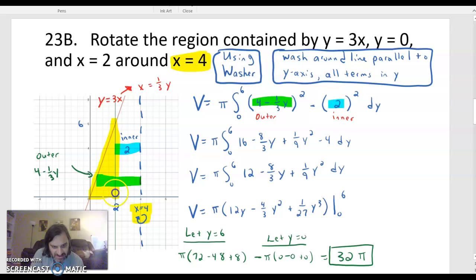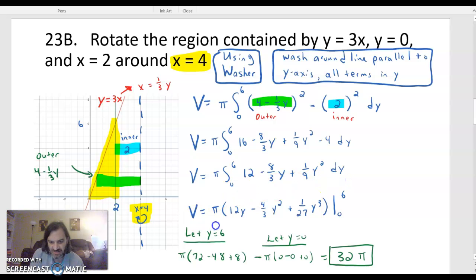My inner radius is consistent all the way up and down. We're bounding this thing by x equals 2, and we're rotating it around x equals 4. So that inner radius is always 2. So with that in mind, my integration will look like pi and the integral from 0 to 6 of the outer radius of 4 minus 1/3 y squared minus the inner radius of 2 squared dy. Now I'll multiply all that out and collect like terms, and I will get pi from 0 to 6 integration of 12 minus 8/3 y plus 1/9 y squared dy.